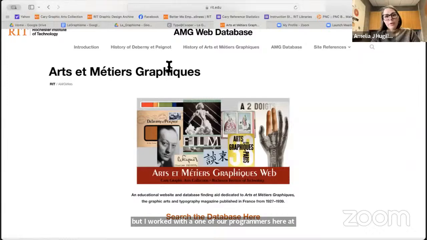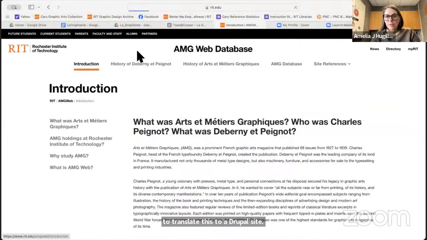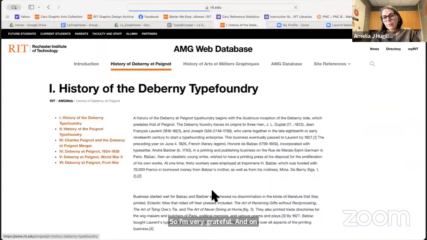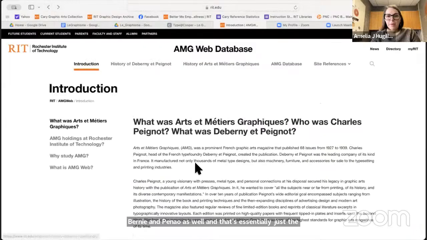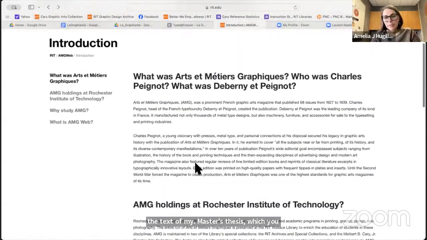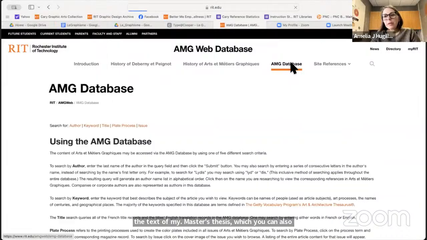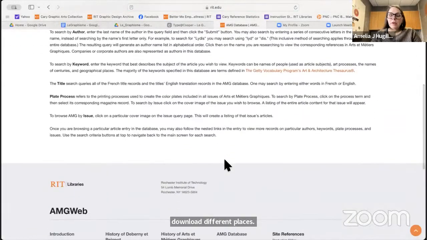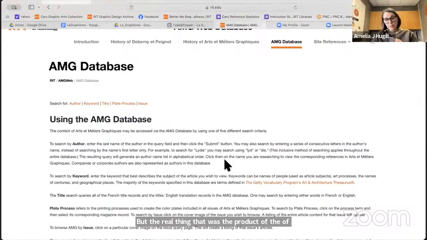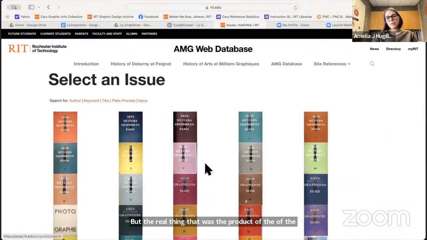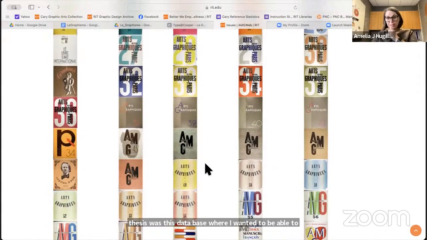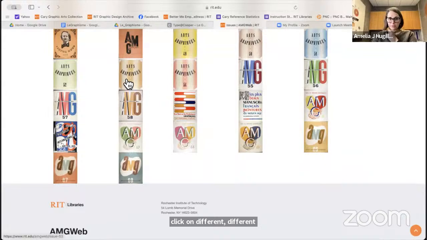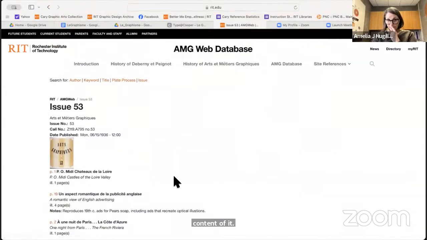So I'm very grateful. And on this site, there's a history of Deberny and Peignot as well. That's essentially just the text of my master's thesis, which you can also download in different places. But the real product of the thesis was this database, where I wanted to be able to click on different issues and see all the content of it. So I'll just take this one here, number 53 from 1936.